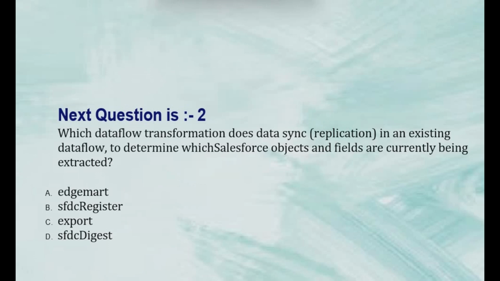Question is, which data flow transformation does data sync replication in an existing data flow to determine which Salesforce objects and fields are currently being extracted? Option A, Edgemart. Option B, SFDC Register. Option C, Export. Option D, SFDC Digest. Correct answer is option D.